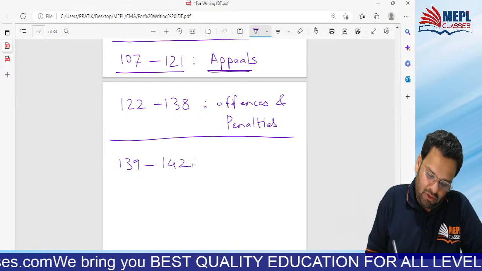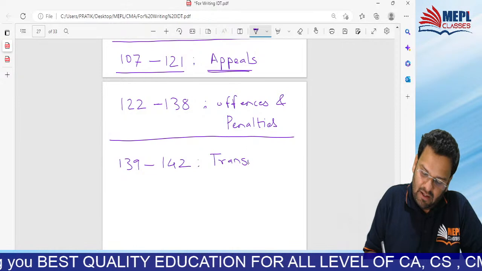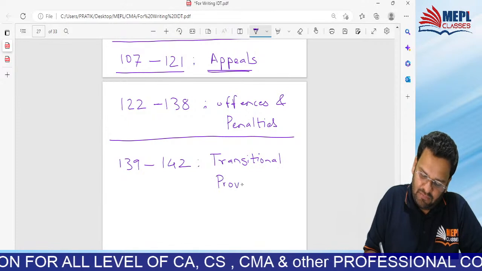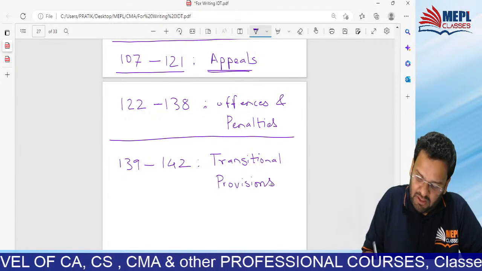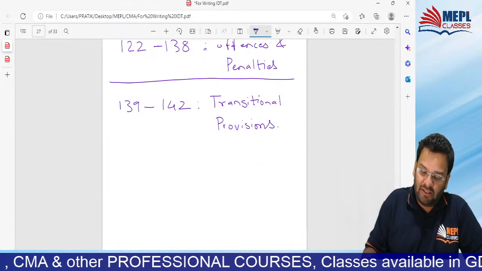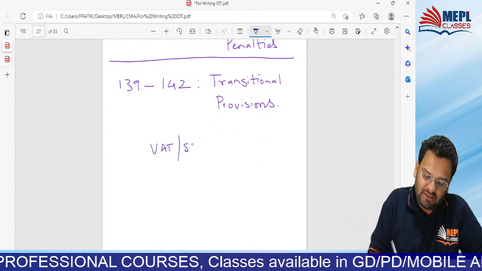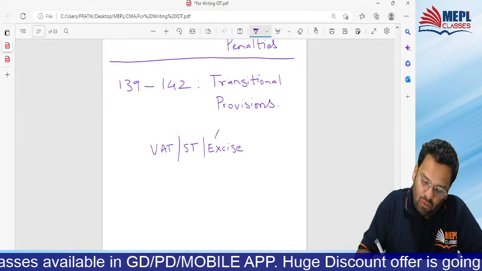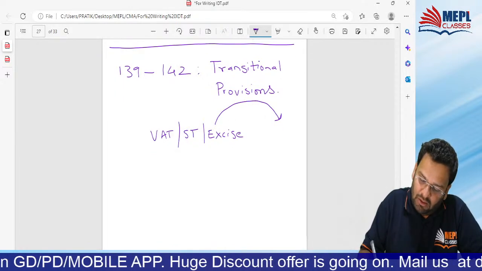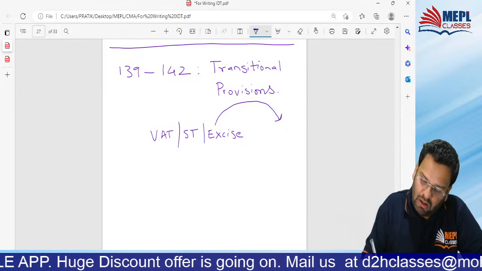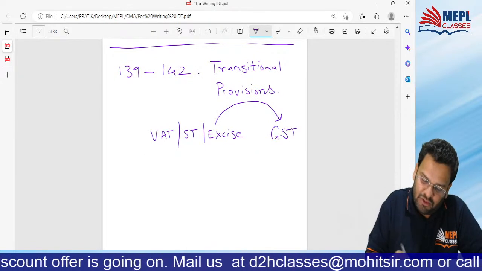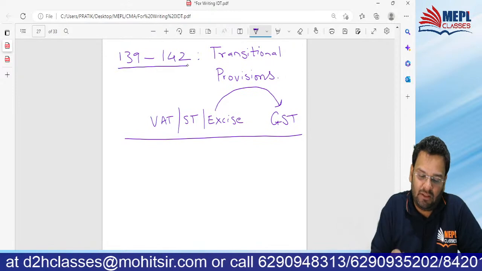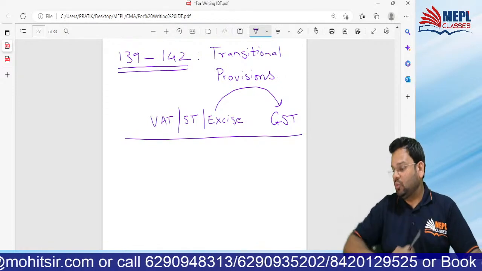139 to 142 is transitional provisions. Transitional provisions means that those who were earlier under VAT, service tax, or excise now have to convert themselves and come under GST. Those provisions are called transitional provisions. They will be covered in 139 to 142.